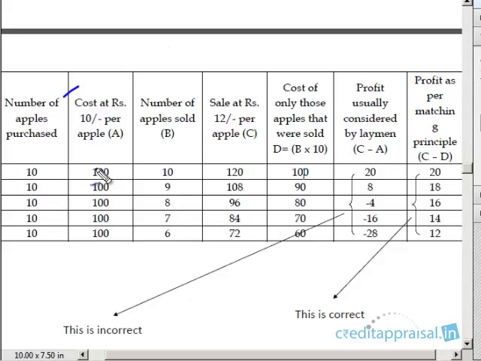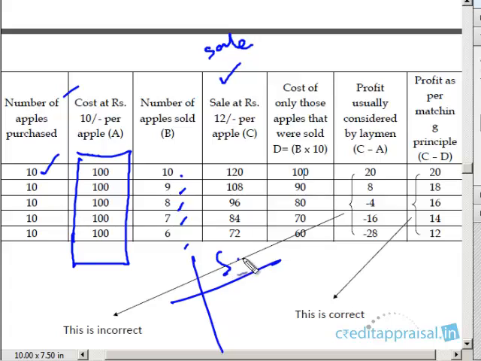In this example, we have purchased 10 apples at the rate of 10 per apple. So this is the cost of apples. 5 different scenarios. In each scenario we have purchased 10 apples, so the cost is 100. But we could sell only 9 apples in the second scenario, 8 in the third, 7, 6 like this. So assuming that the sale price is 12 per apple, the sale amount will be 12 into 10, 120 in the first case, and so on, right? So in the last case 12 into 6, 72. So this is the sale amount.